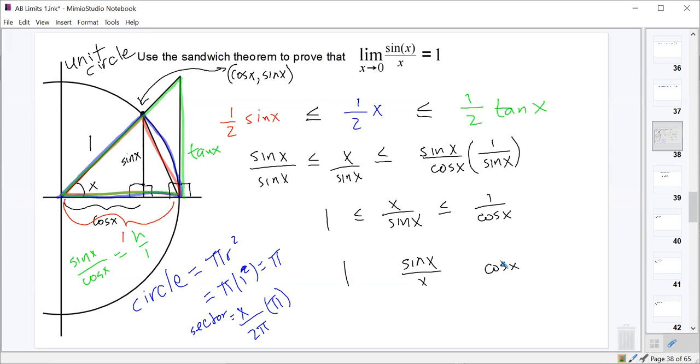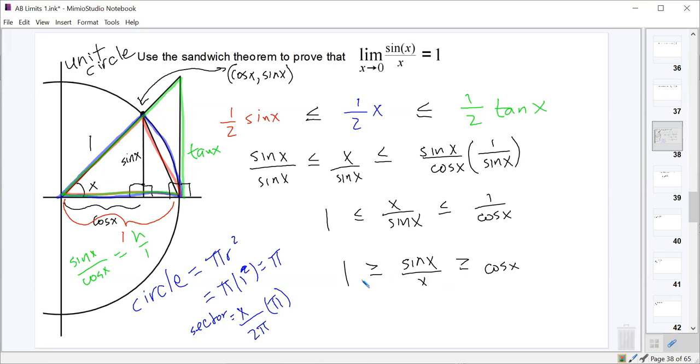What happens when you take the reciprocal of every piece of an inequality? You flip the signs. If you didn't already know that, you should know that now. Anytime you take the reciprocal of everything in an inequality, you got to flip the signs. So that's okay, because now we just have this other true inequality, right? That in the first quadrant here, at least, sine x over x is greater than or equal to cosine x, and it's less than or equal to 1.